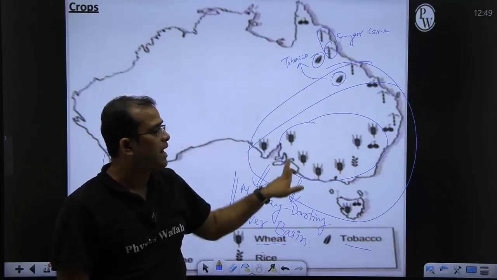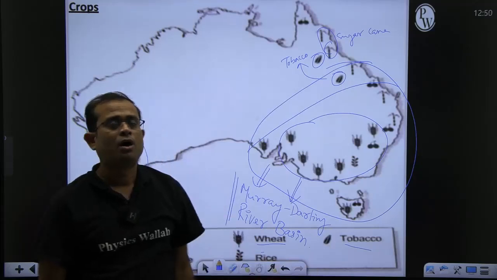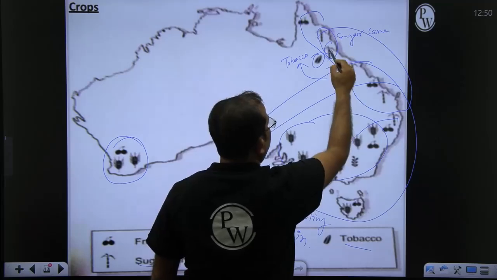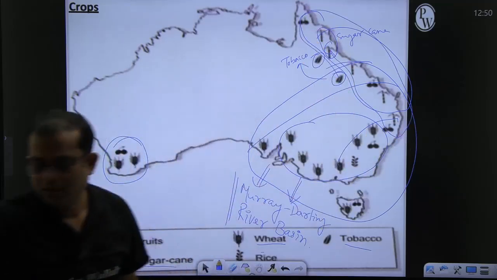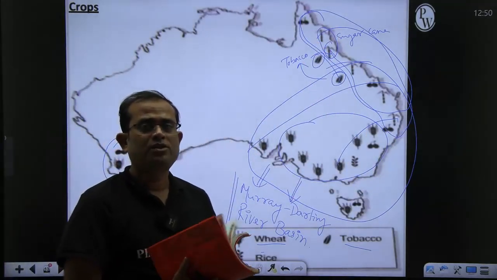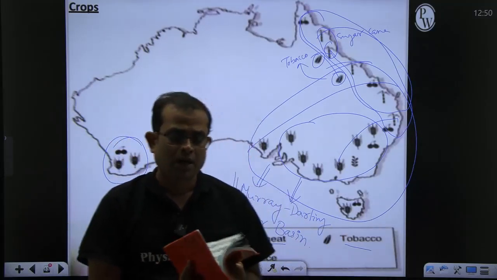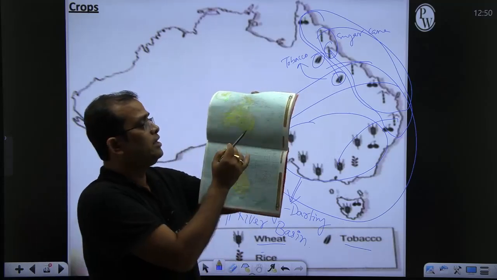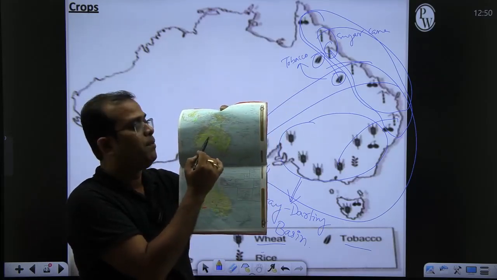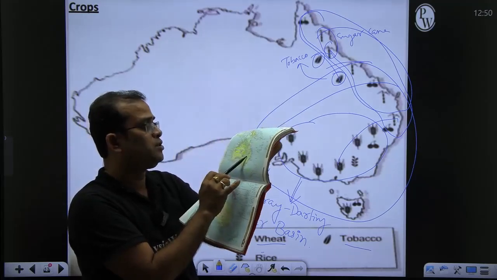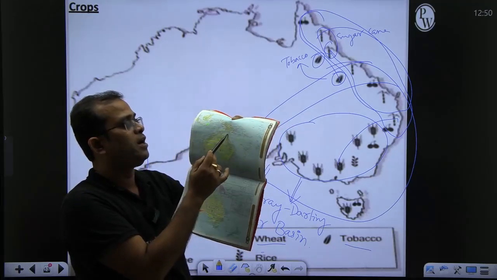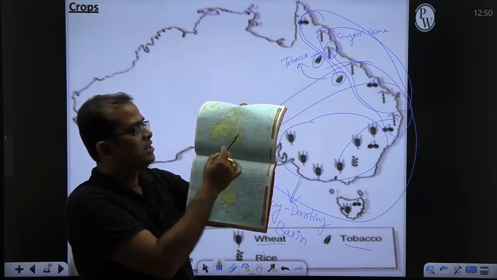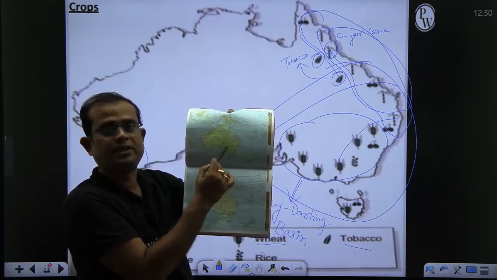is mostly practiced in the eastern coastal part, the tropical part. This is New South Wales, your tropical part. The places near the Tropic of Capricorn are mainly where sugarcane is practiced. Australia is divided: the upper part is a hot torrid zone. The northern part, Queensland, is close to the equator. The southern part is temperate, a cool climate.